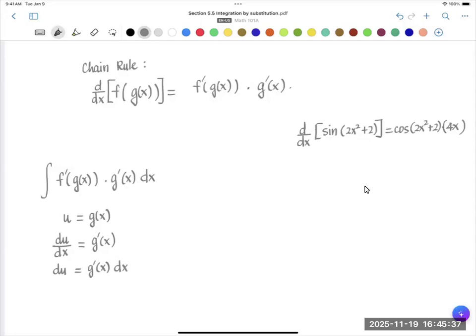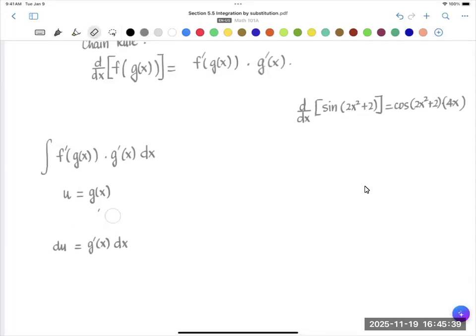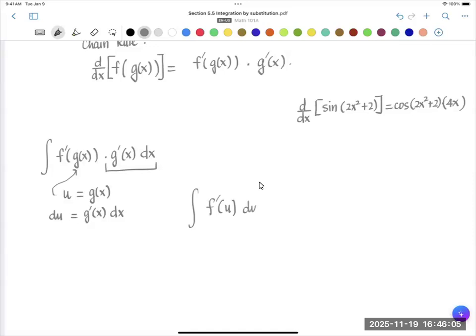That's why when you see some u substitutions, they jump from this step to this step. You let u be the function that, when you take the derivative, will give you g prime of x dx. That's going to be your du. So du is g prime of x dx. When we replace that back into the integral, we have the integral of f prime of u du.